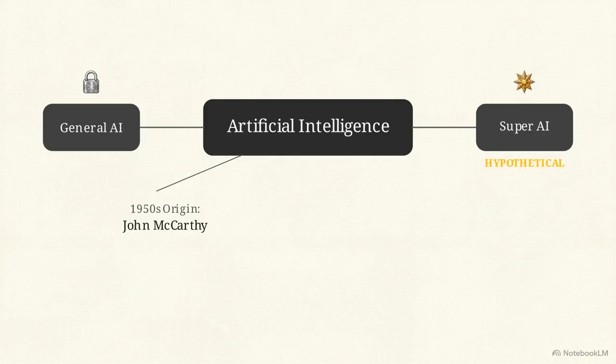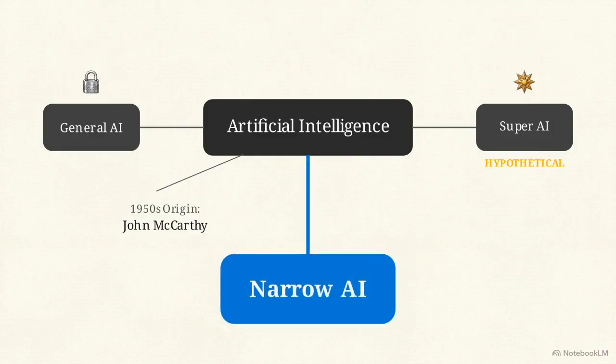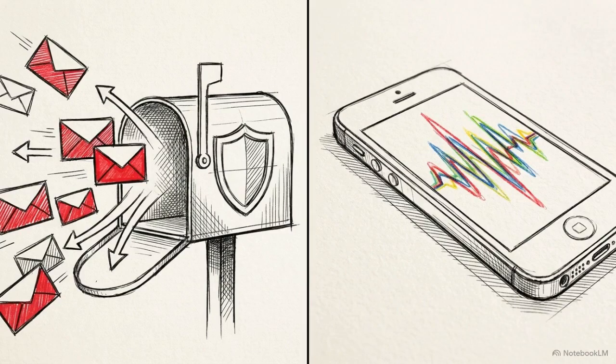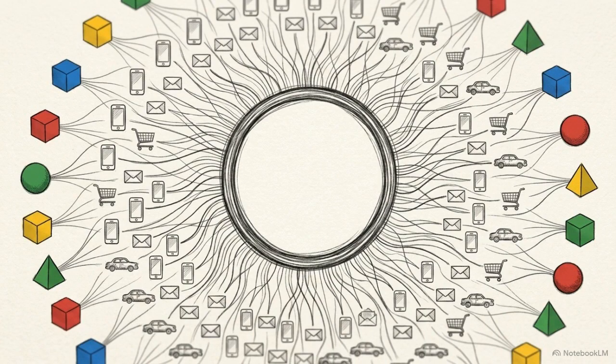That brings us to this third branch, Narrow AI. This is where all current technology lives. These are programs dedicated to doing one specific, limited task very well. Everything you use today, from the filter that catches your spam to the voice assistant on your phone, belongs to this single branch of Narrow AI.